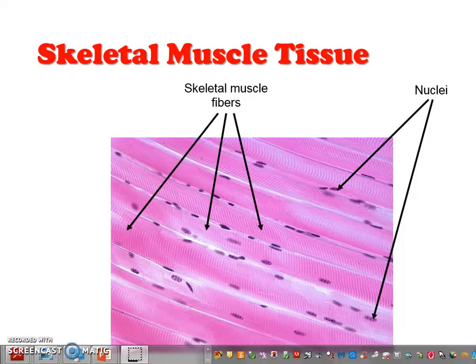Now be careful. When you're looking at these cells, you probably notice these lines that are moving perpendicular to the long axis of the cell. So here's the fiber. Here's the long axis of the fiber, and you see striations. Okay? I don't want you to use striations as a key characteristic of skeletal muscle tissue because cardiac muscle tissue, which we also will see, also has striations.